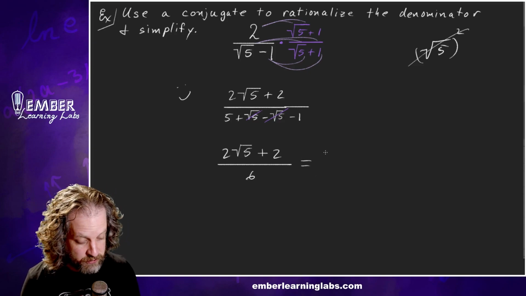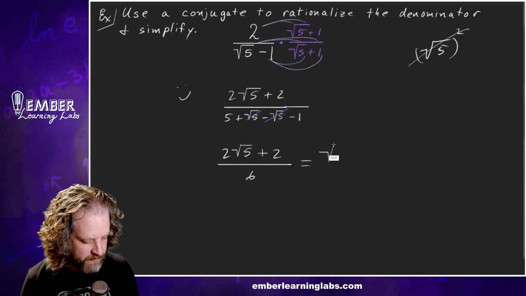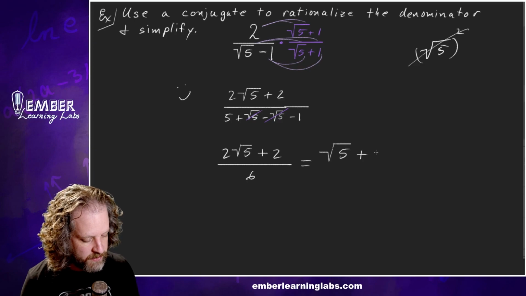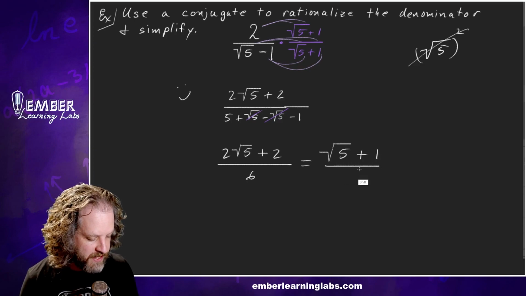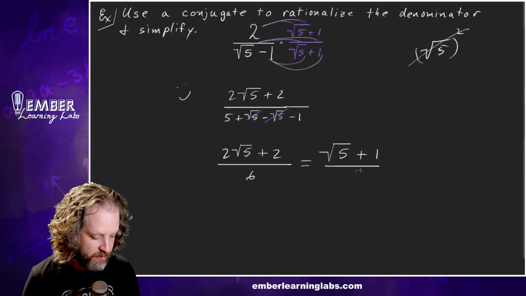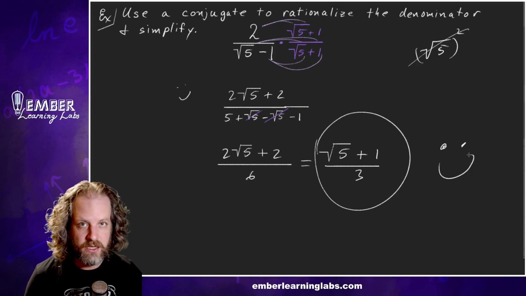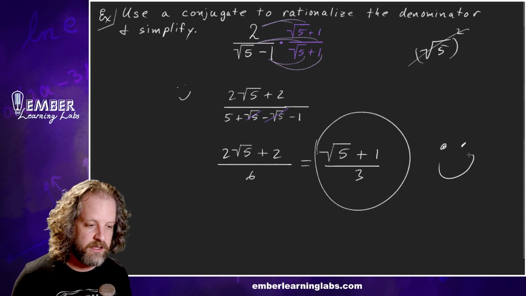So 2 divided by 2 is 1. So this turns into the square root of 5. 2 divided by 2 is 1. So this turns into 1. 6 divided by 2 is 3. There we go. Big smiley face. We are done because I messed up in the middle and had to do some things.